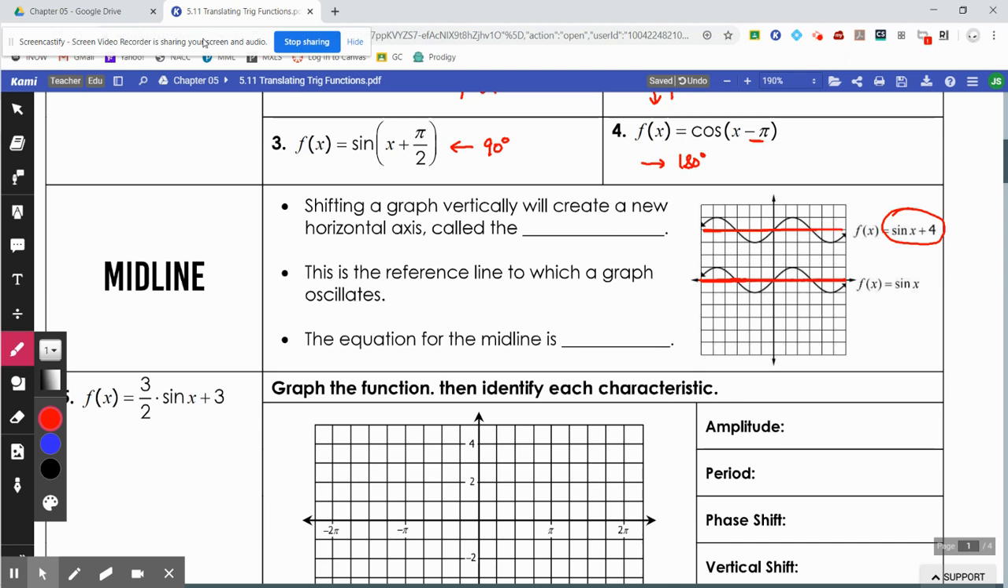So shifting a graph vertically will create a new horizontal axis called the midline. And again, I did mark those midlines for each of the graphs over there. This is the reference line about which a graph oscillates. The equation of the midline is y equals k, where normally it's y equals 0 for a normal sine or cosine curve. However, if you shift it, you put a plus or minus on the end of your graph, it's going to move it up or down that many units.